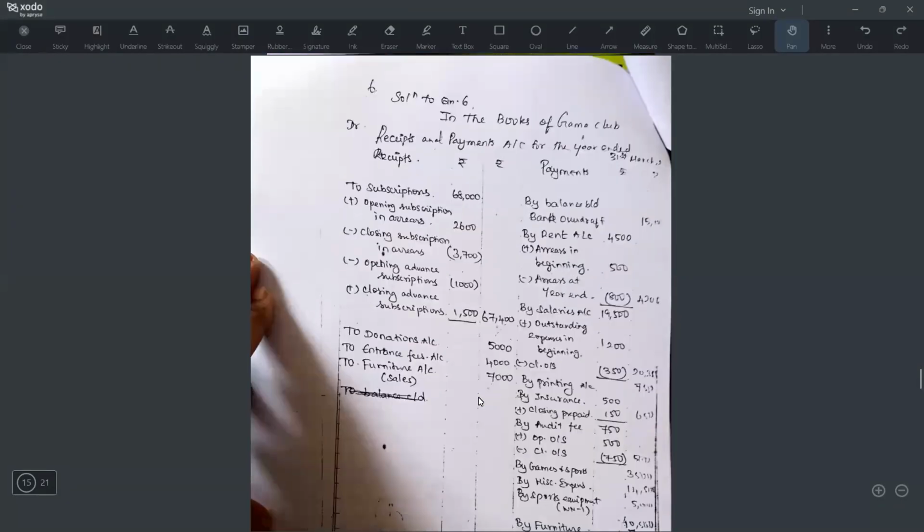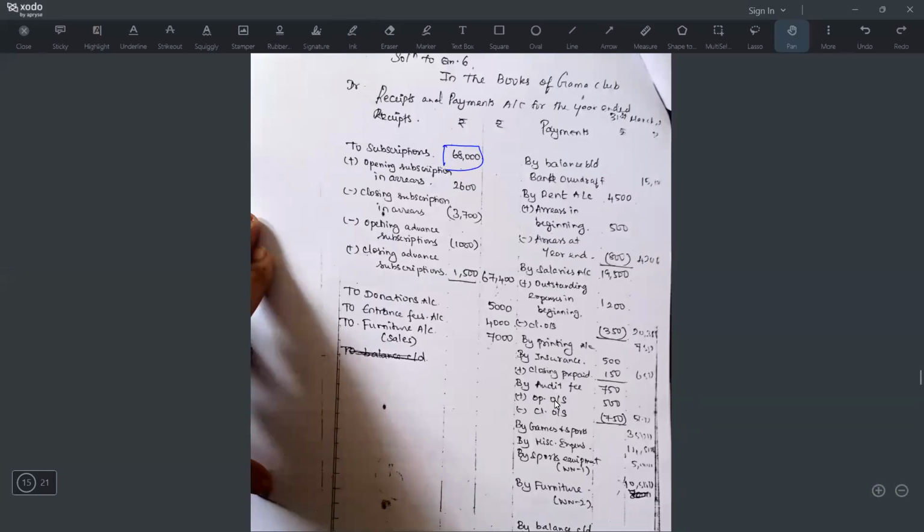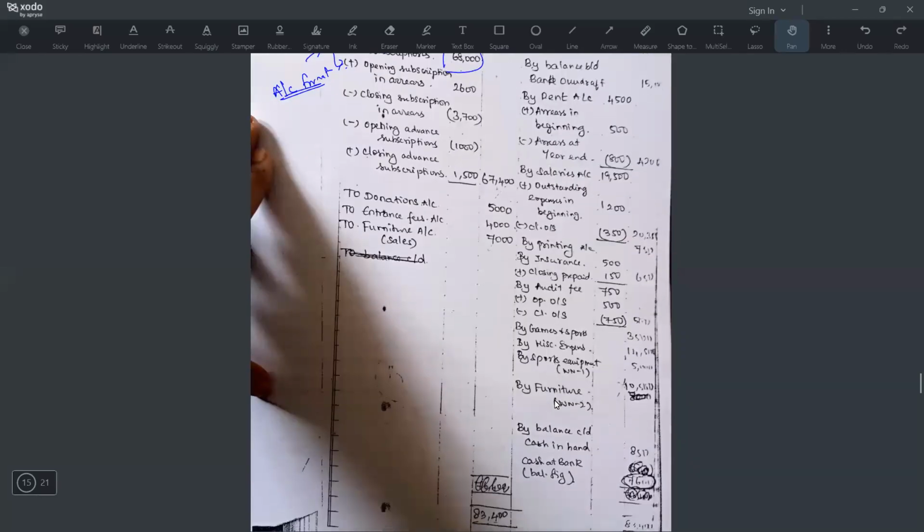This question number 6 is a receipts and payments account. I gave all the subscription part properly, and each and every thing the evaluator may expect. This is the statement form I am using to find the subscription account, whereas as per your books, they will use the account format. You can use either the statement form or the account form. You can show it in the working notes, or directly in your examination paper. You can show it in both ways.